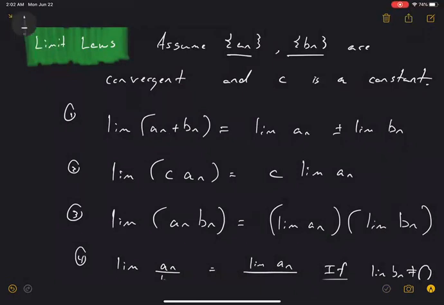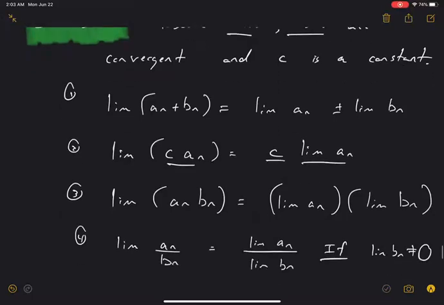If I have a constant times a sequence, and I know this a_n is convergent, I can bring this constant c outside my limit. That's essentially what's going on here. So the limit of c times a_n is equal to c times the limit of a_n.